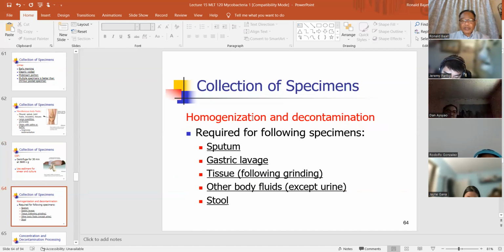Homogenization and decontamination. Usually homogenization, you can use that for tissues. If you have tissue, there's a thing called a homogenizer, and it actually pulverizes the tissue. But the homogenization and decontamination are required for sputum, gastric lavage, tissue following grinding, and other body fluids except urine, and then stool. That is actually common to stool for AFB.